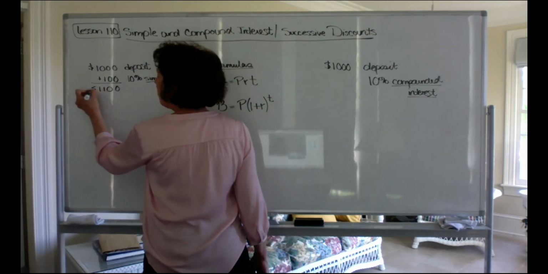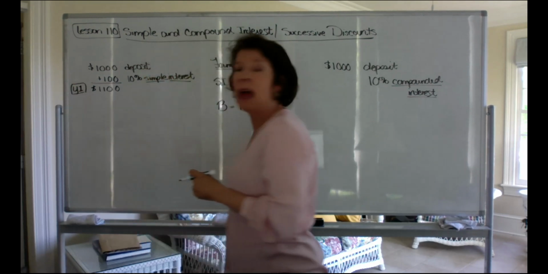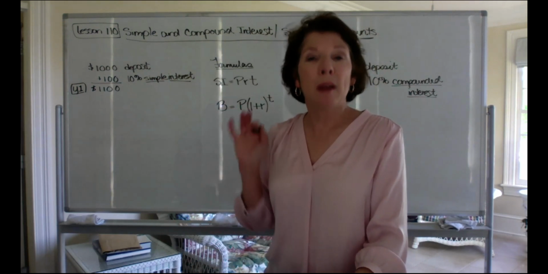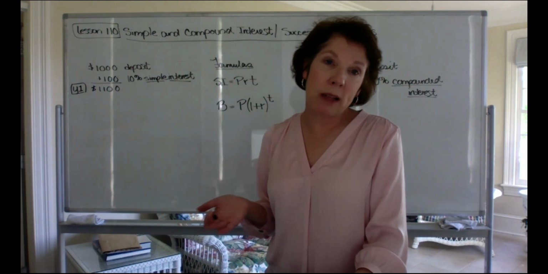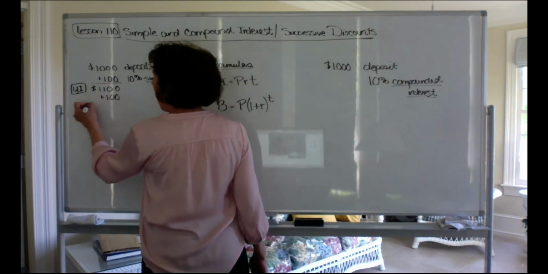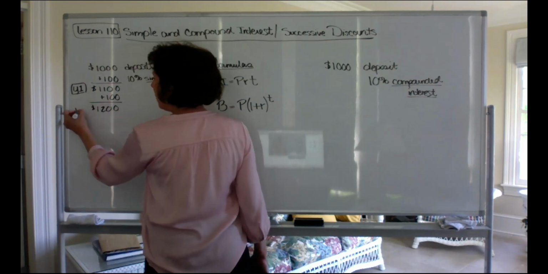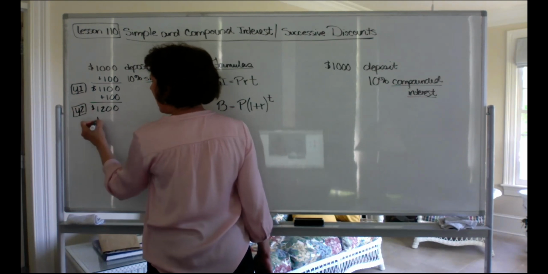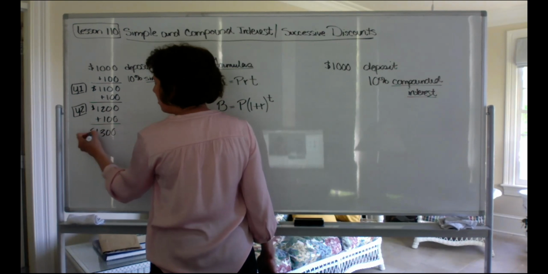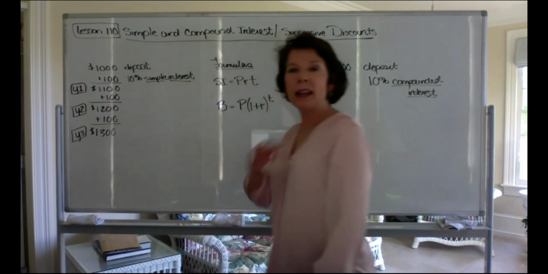At the end of year one, let's just put here Y1 for year one, I've got $1,100 in the bank. Simple interest means every year the amount I earn is going to stay the same. That's why it's so simple. So adding another $100, I'm going to have $1,200 in the bank at the end of year two. And let's add another 100, and I'm going to have $1,300 in the bank at the end of year three. So that is simple interest.